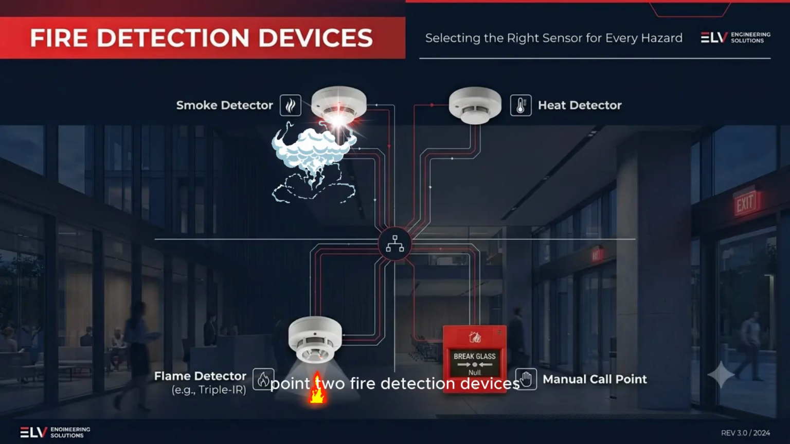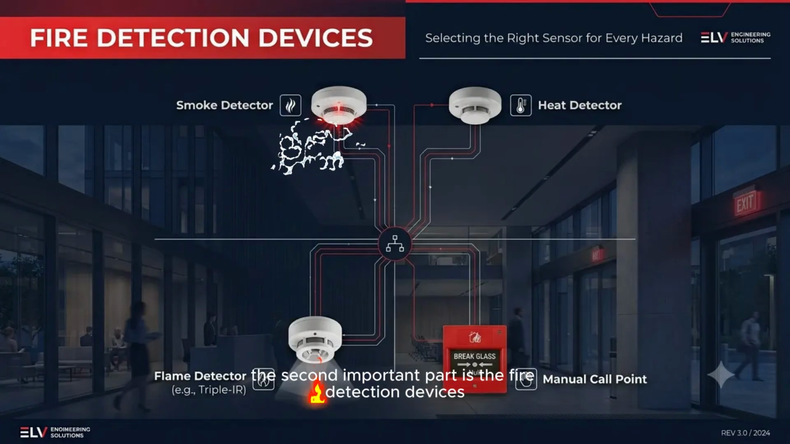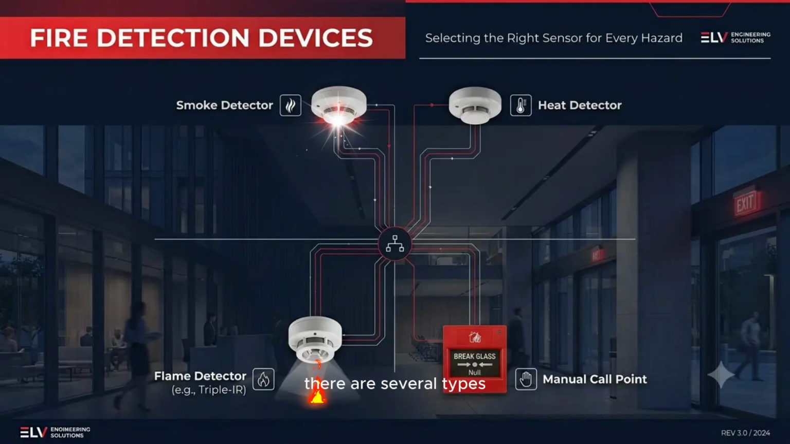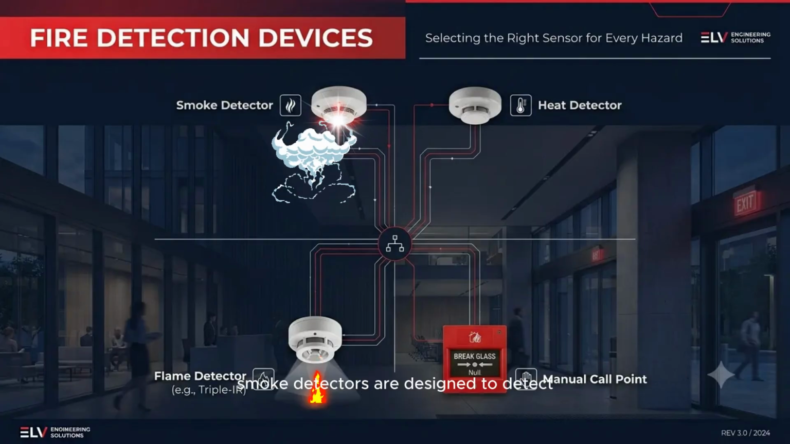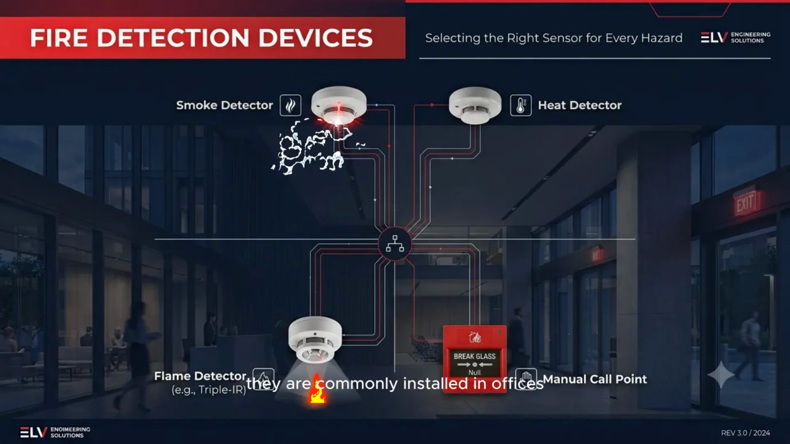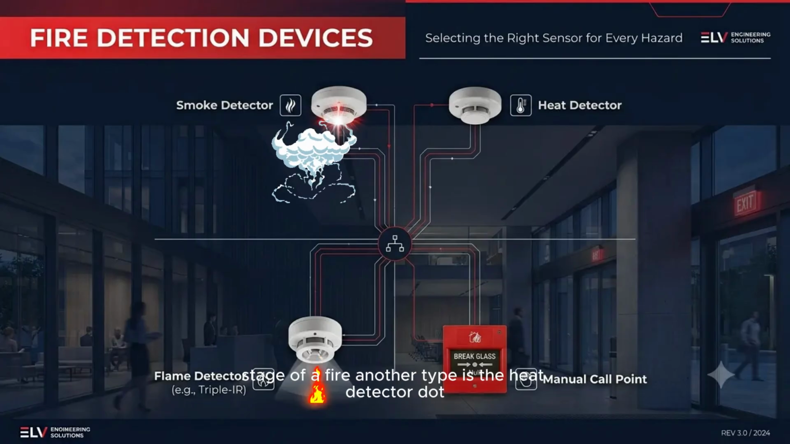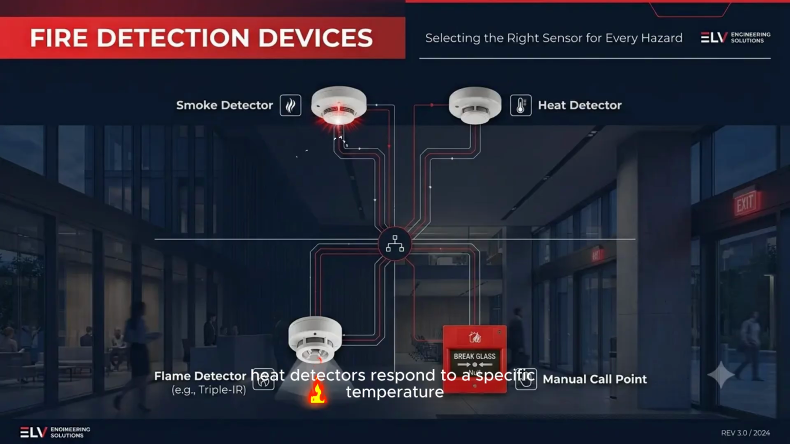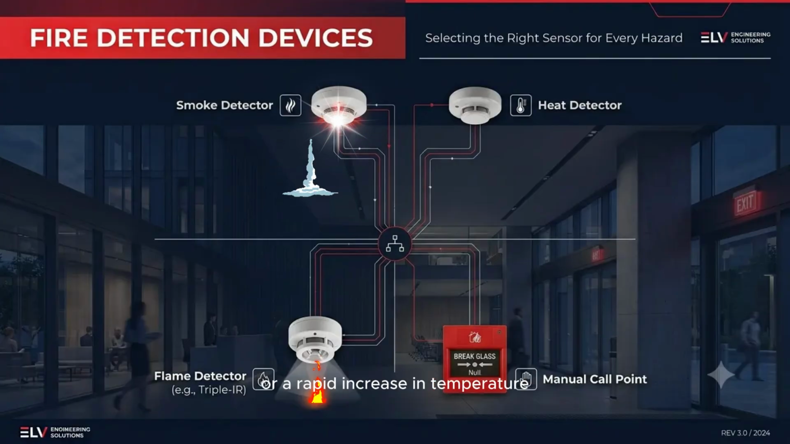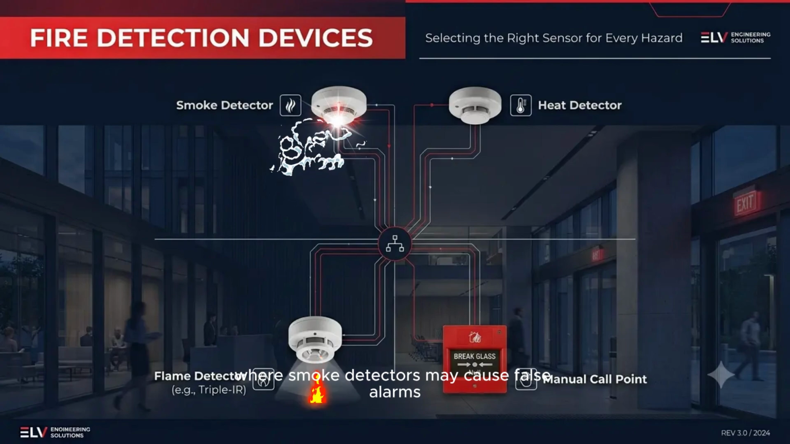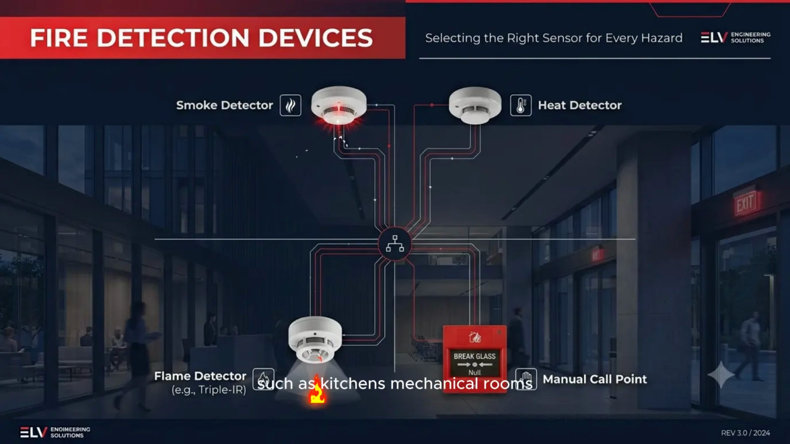2. Fire detection devices. The second important part is the fire detection devices. There are several types. The most common one is the smoke detector. Smoke detectors are designed to detect smoke particles in the air. They are commonly installed in offices, corridors, rooms, shops, and other areas where smoke can be detected during the early stage of a fire. Another type is the heat detector. Heat detectors respond to a specific temperature or a rapid increase in temperature.